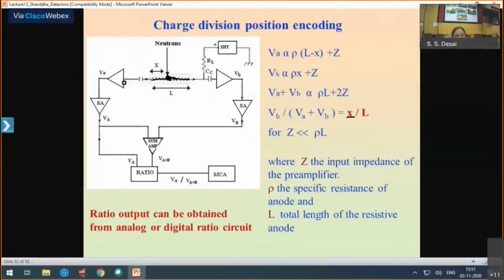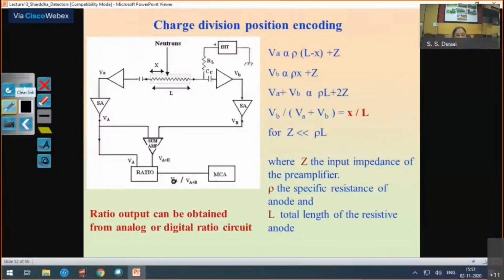Here there are other conditions, like you should have very equal gains in both the branches. Your preamplifier input impedance should be very low, because we have the assumption that Z is very much smaller as compared to the total resistance of this detector. So our position encoding is through very specific electronics. Care is to be taken that our gains are perfectly matching in both the branches. Again, this summing amplifier and ratio, this is what you get here.